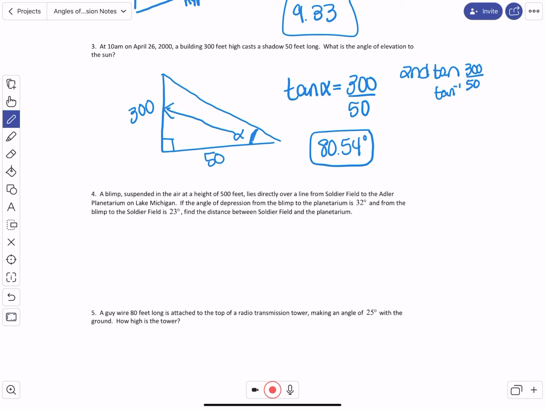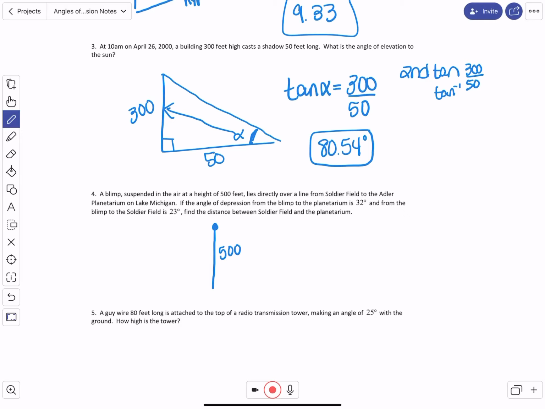Okay, so for our next one here. This is one of the toughest ones. This is the toughest one in our notes because it's a multi-step problem. So you have a blimp suspended in the air at a height of 500 feet. So here's our blimp, and it's suspended in the air at 500 feet, lies directly over a line from Soldier Field to the Adler Planetarium on Lake Michigan, okay?